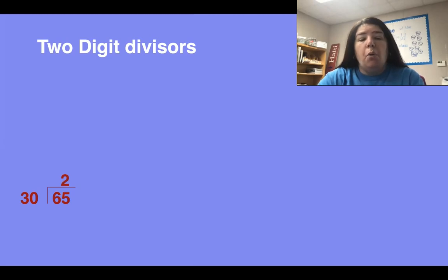You see that? You're not going to put the 2 on top of the 6 because the 30 cannot go into 6. The 6 cannot be divided by 30. But 65, 2 digits, see the 65? 2 digits can be divided by 2 digits. So you're always going to start at the second digit.